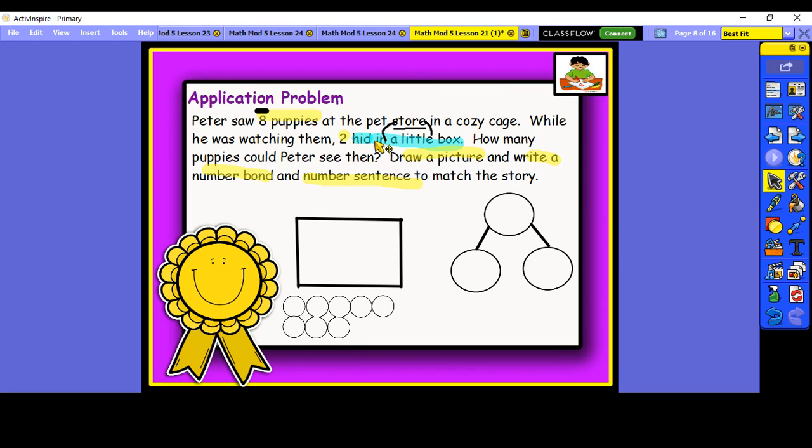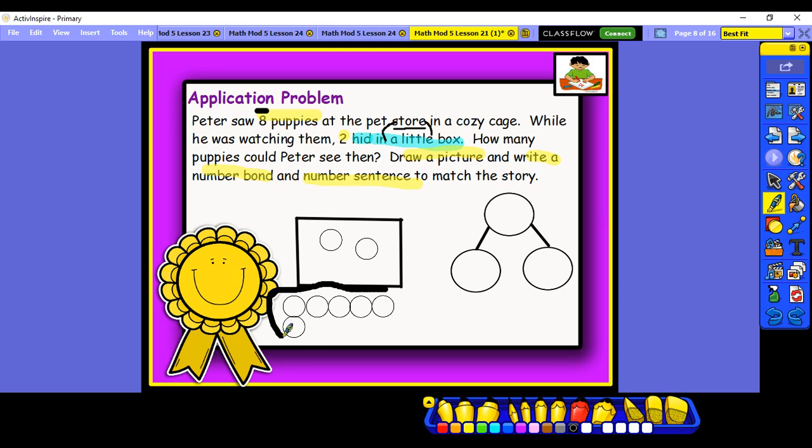Then it says 2 hid in a little box. How many do we need to take away and hide in the box? 2. 1, 2. How many puppies are left that he could see?